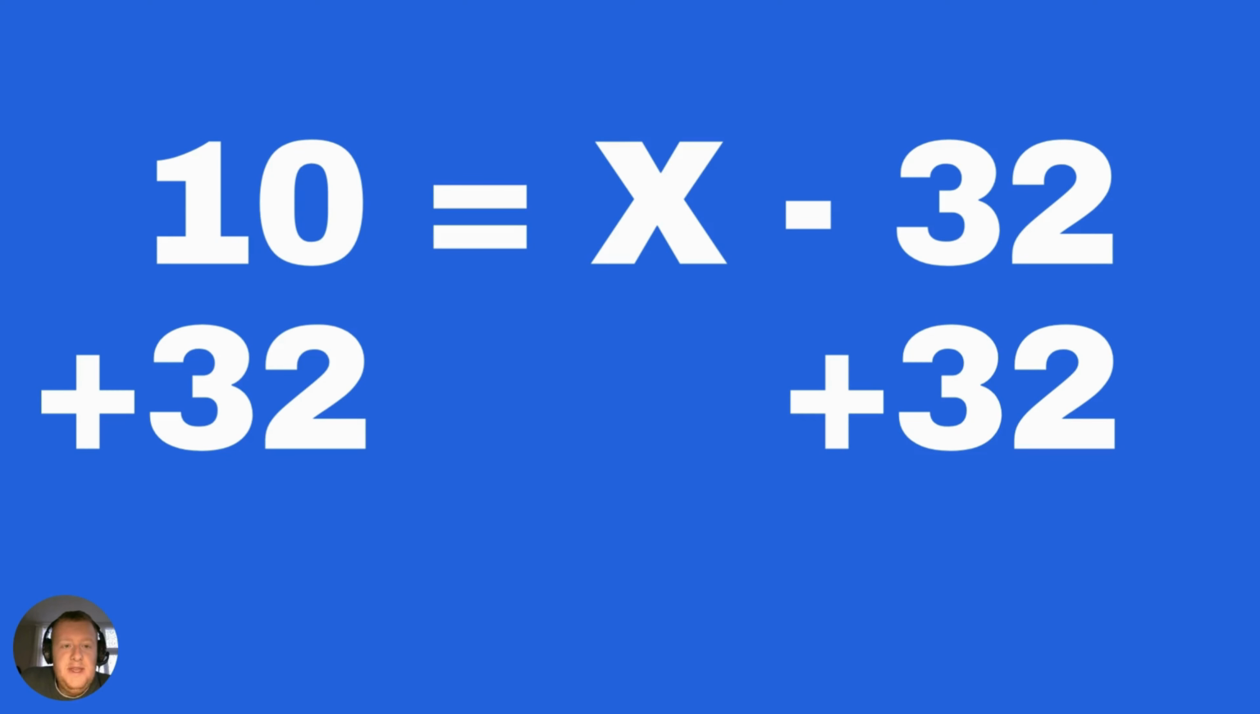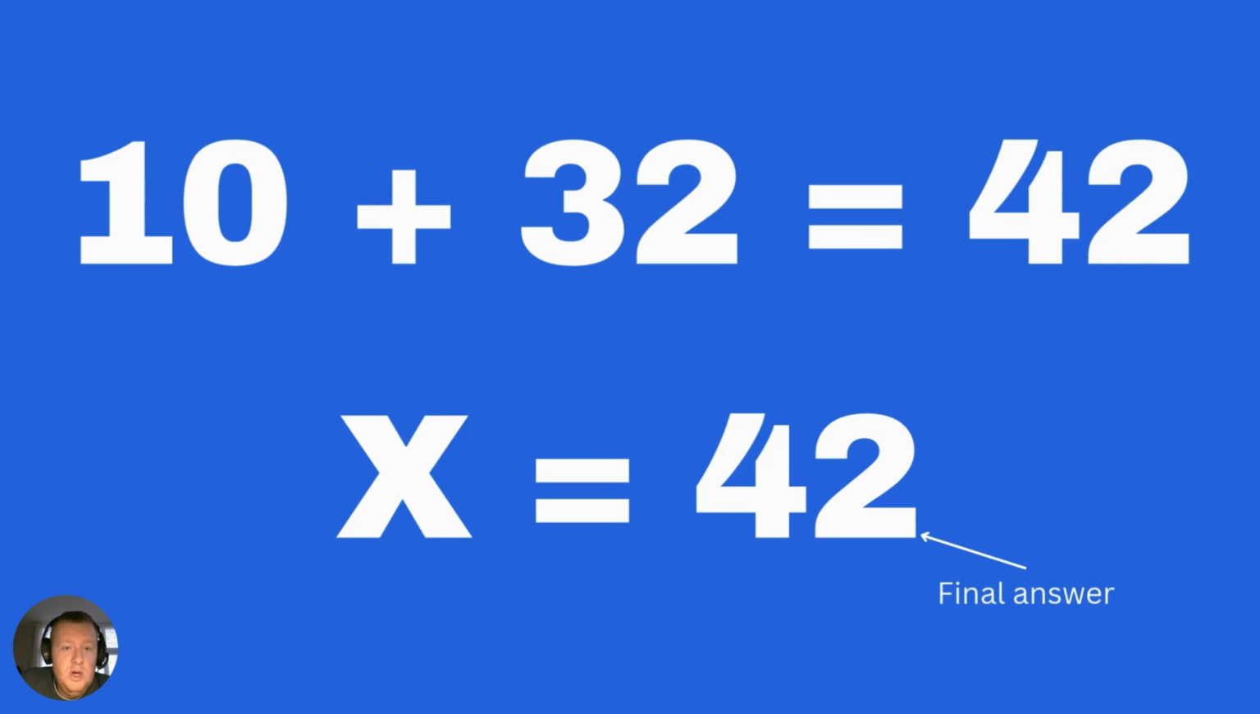So what about this equation? Well, minus 32 plus 32 will cancel each other out, leaving x by itself. And then 10 plus 32 will equal 42. So x equals 42, and that's the final answer to this equation.